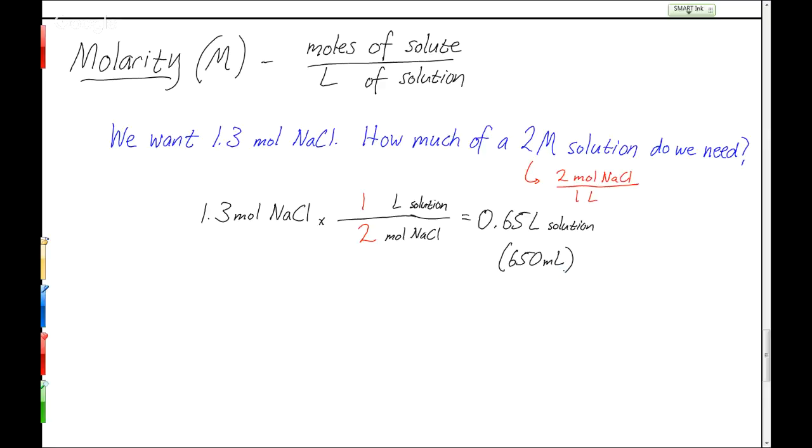If you're doing a reaction, it's easier to calculate how much you need in moles than in grams because you've got a smaller calculation that way. And then you can just say, okay, I need 650 milliliters of the solution, and I've got the right number of moles for what I need.